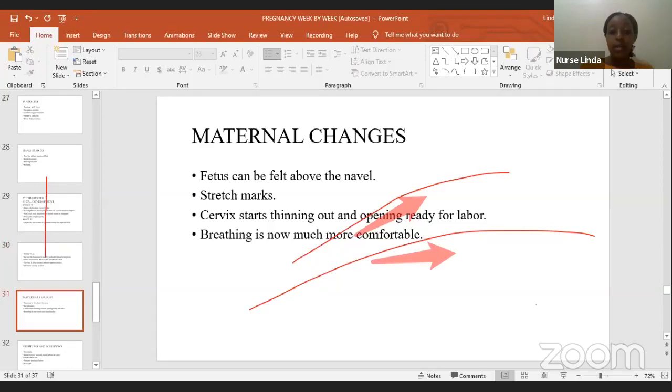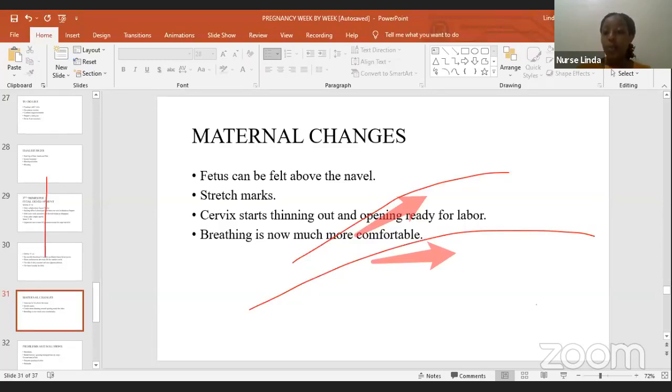Now, the mother can feel the fetus on palpation. The fetal parts can all be felt. And that is now when you go for your clinics, the midwife is able to tell you how the fetus is lying, because they are able to feel the head, and they are able to feel the feet and the legs of the fetus.